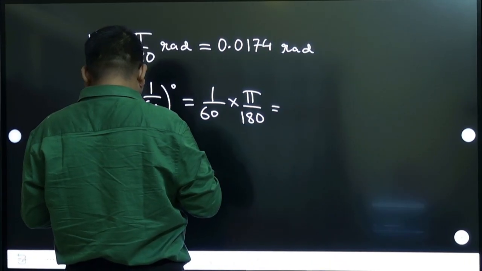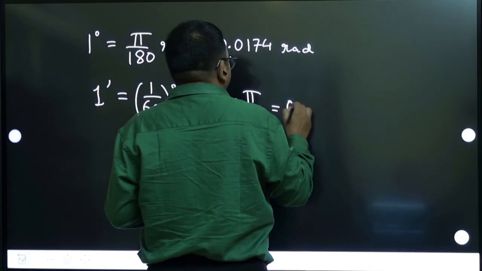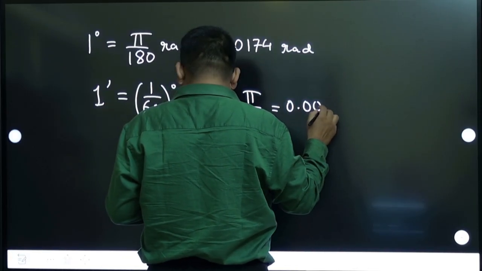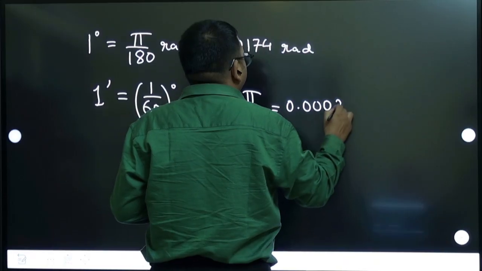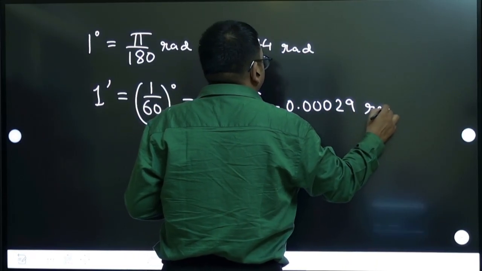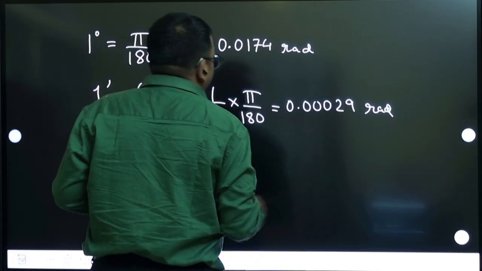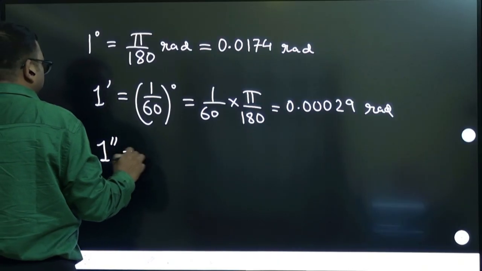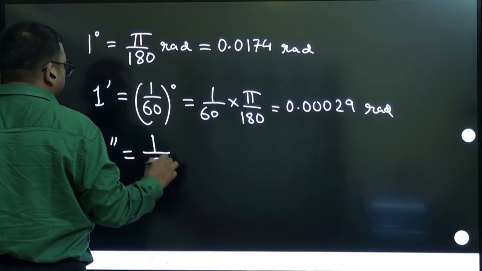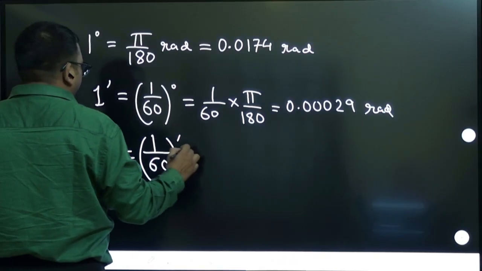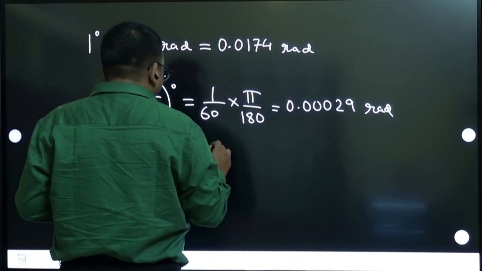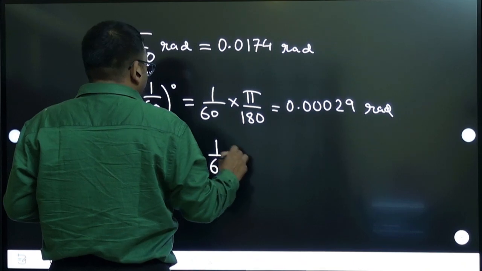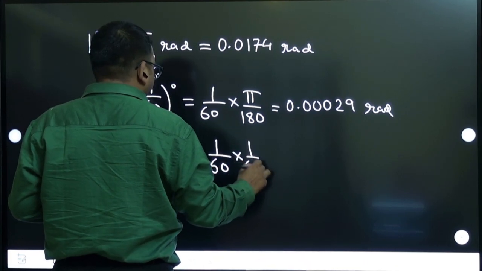Divide by 60 further. This is going to be 0.00029 radian. Note that. See, like this it is. Okay. Then what is 1 second? 1 second is 1 by 60 of a minute. And this minute will convert into 1 by 60 into 1 by 60 further.